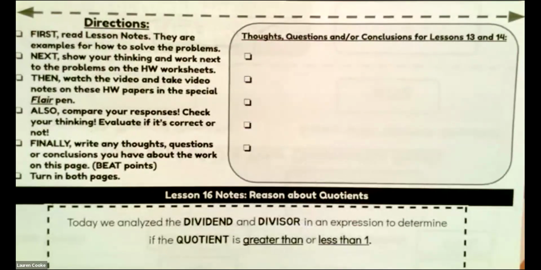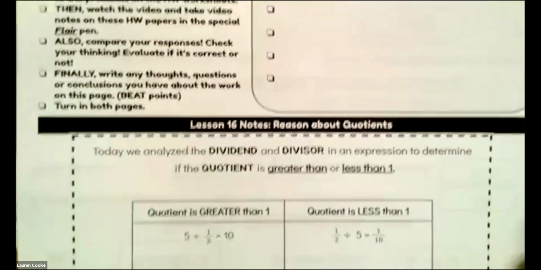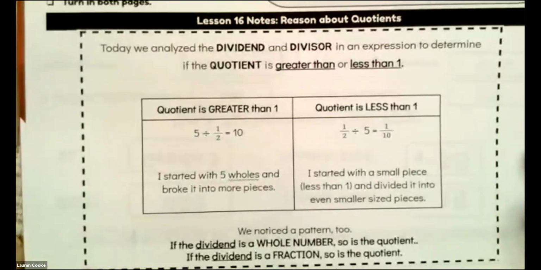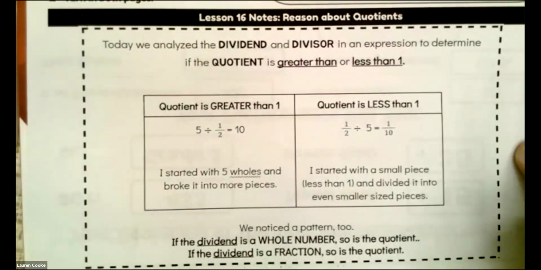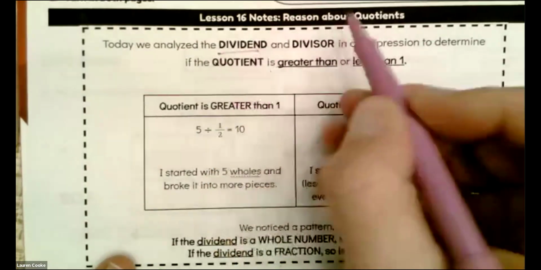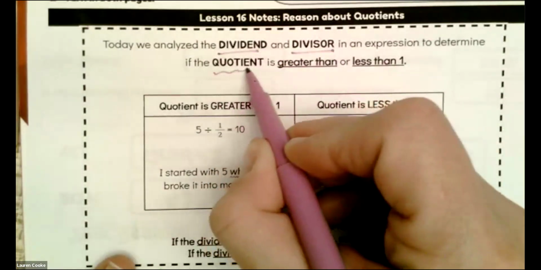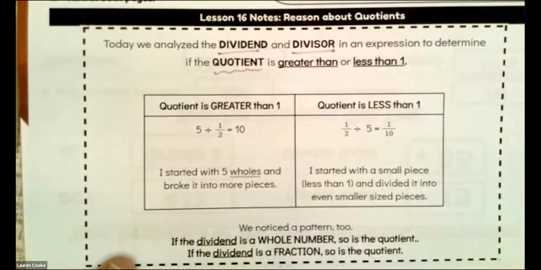We just worked on our standard algorithm multiplication, and now we're going back to fraction division, right? So we have a dividend and a divisor, and then the quotient. And we're going to be asking ourselves, is my quotient going to be more or less than 1 based on my dividend size and my divisor size?